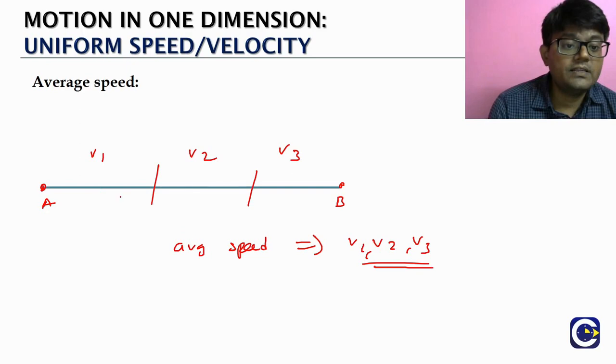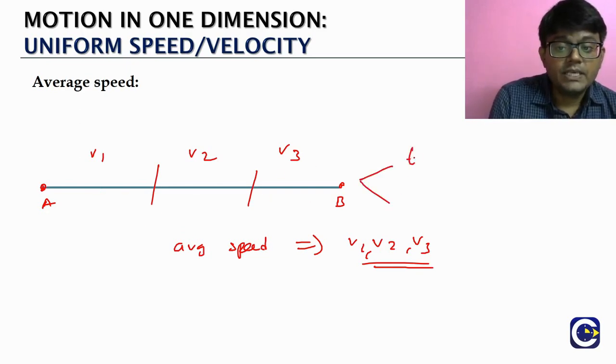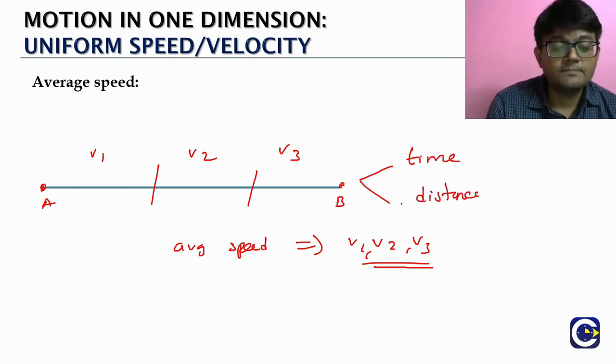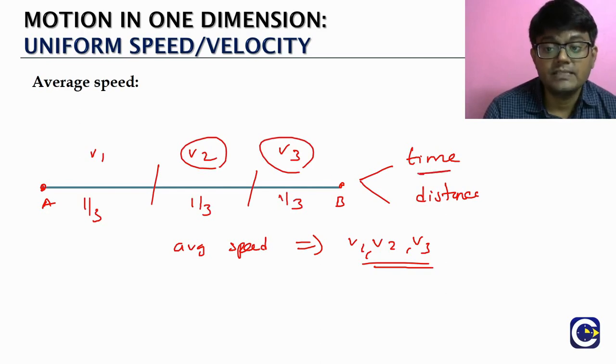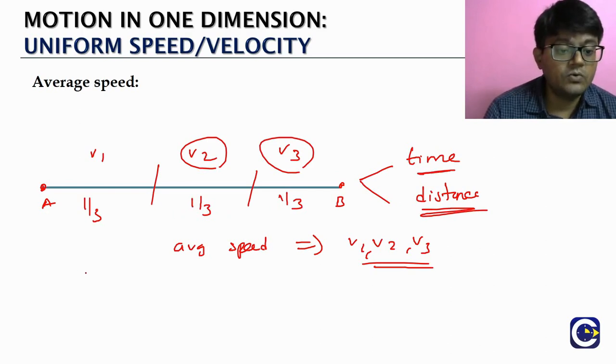But when we say divide the journey into multiple parts, the journey can be divided either on the basis of time or on the basis of distance. What do we mean by this? For example, for 1/3 of the time it is going with a velocity V1, for another 1/3 it is going with a velocity V2, for another 1/3 it is going with a velocity V3. Like that we can divide the journey on a time basis, or we can divide the journey on a distance basis. Say for 1/3 of the distance it is going with a velocity V1.